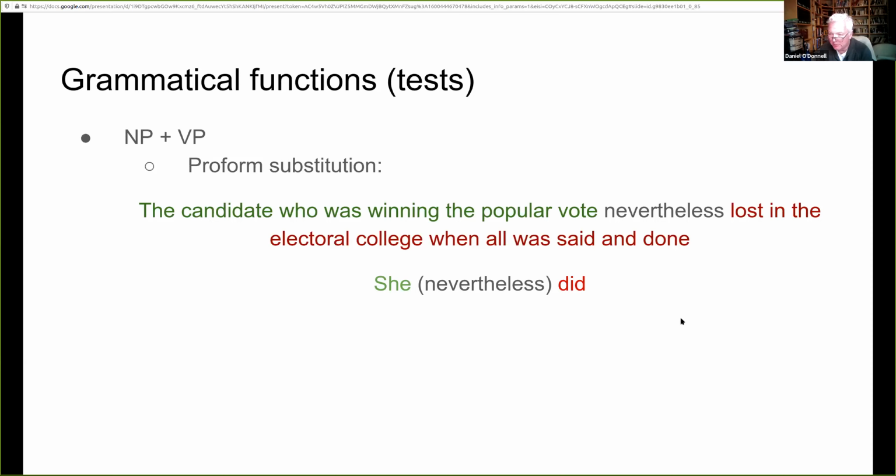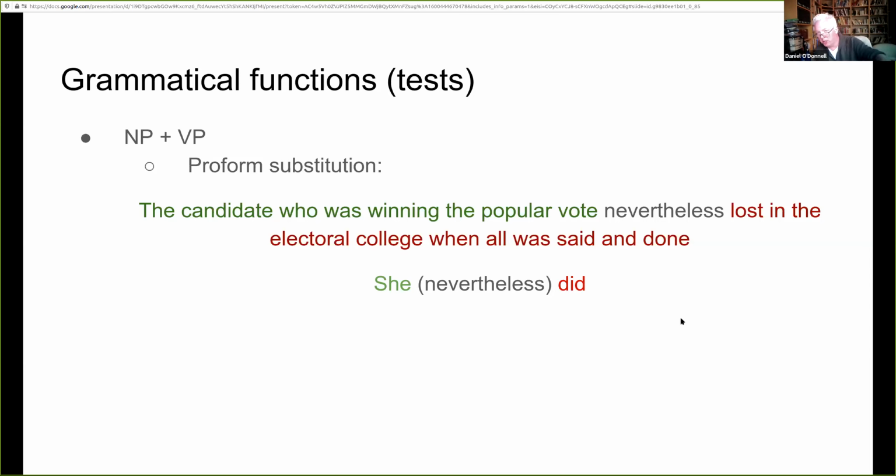It can be anything. It can go anywhere it wants. It can be, nevertheless, the candidate who was winning the popular vote lost the electoral college when all was said and done. Or the candidate who was winning the popular vote nevertheless lost the electoral college when all was said and done. Or the candidate who was winning the popular vote lost the electoral college when all was said and done, nevertheless.